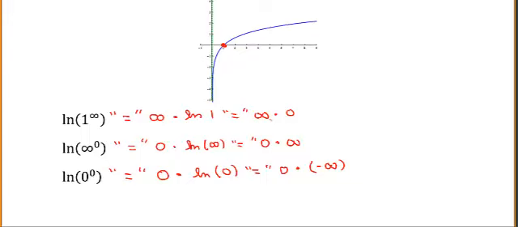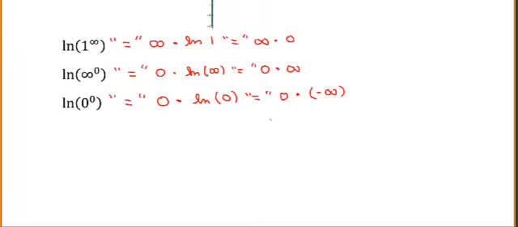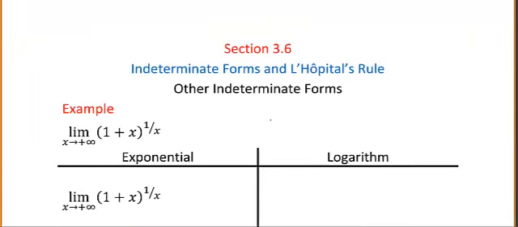You look at their natural logs, and you'll get something that's approaching an infinity times 0 indeterminate form, and then you treat that as we did before, and apply L'Hopital's rule if need be. Let's take a look at an example.